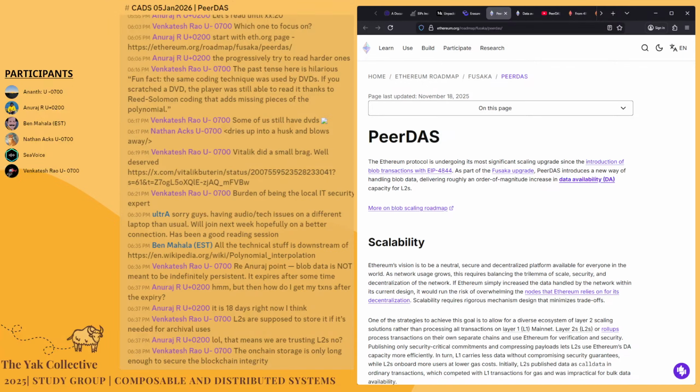I don't actually quite know how any of this is used on a practical level. Like, what do the L2s actually use blob data for? I actually don't know, so that would be interesting to look into. What are blobs actually used for?